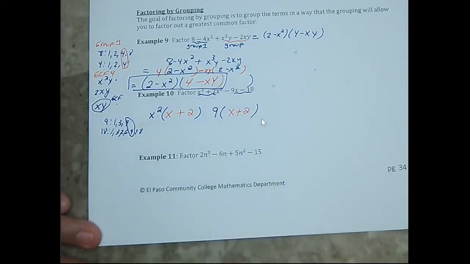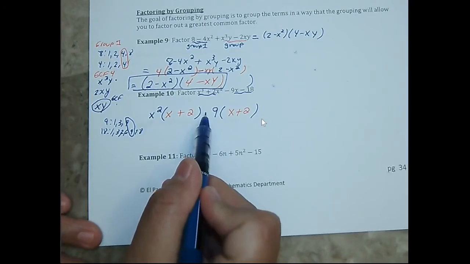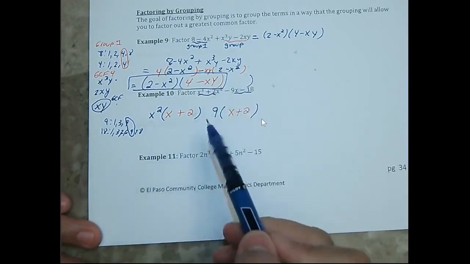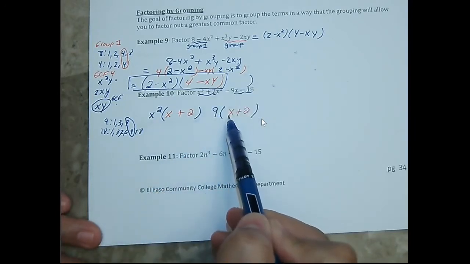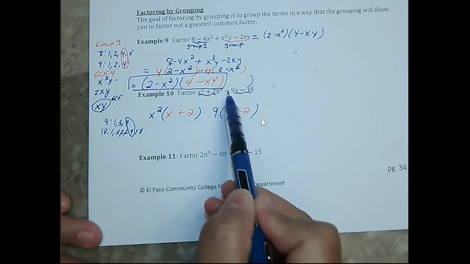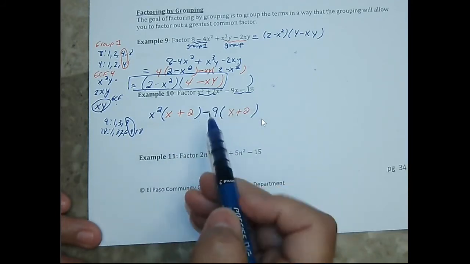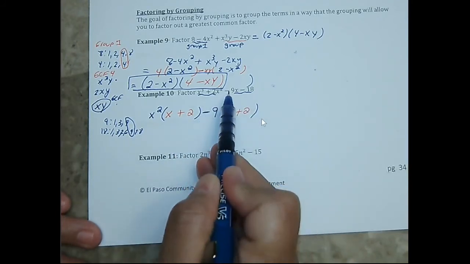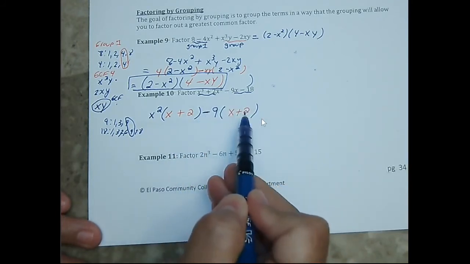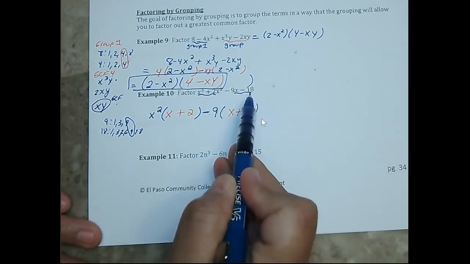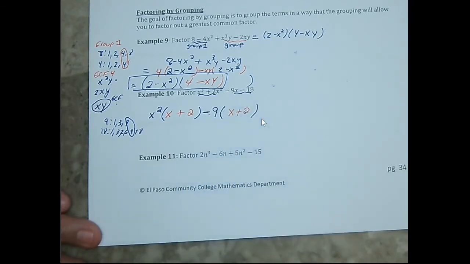And now I need to decide if I should use a plus sign or a minus sign. If I multiply 9 times x, I get a positive 9x. However, I need it to be a negative 9x. So I'm going to write down a negative here. So negative 9 times x is negative 9x. Negative 9 times 2 is negative 18. And so that works.